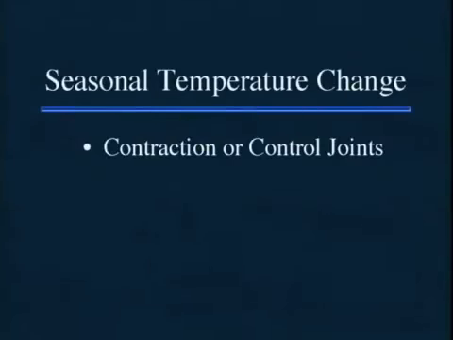The different types of joints are contraction or control joints. Now these terms are interchangeable. Control joints are really the common term, but the American Concrete Institute is encouraging a shift to the term contraction joint. So that's the term that I'm using.